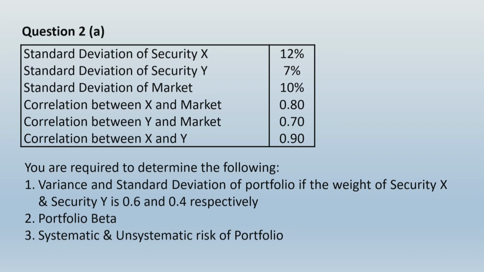You are required to determine the following: variance and standard deviation of portfolio if weight of security X and security Y is 0.6 and 0.4 respectively. Second thing, the question is asking you to determine portfolio beta, and lastly the question is asking you the systematic and unsystematic risk of the portfolio.